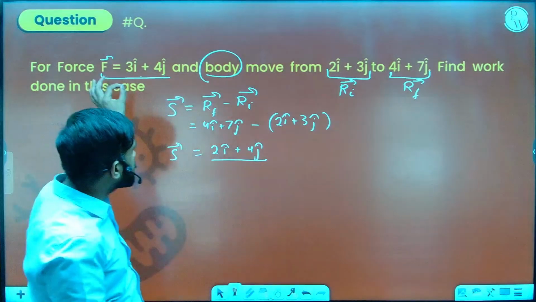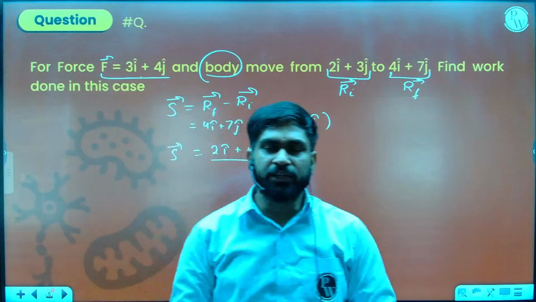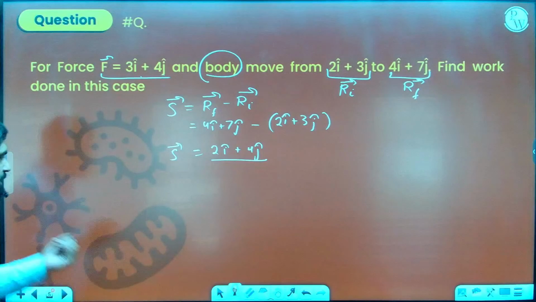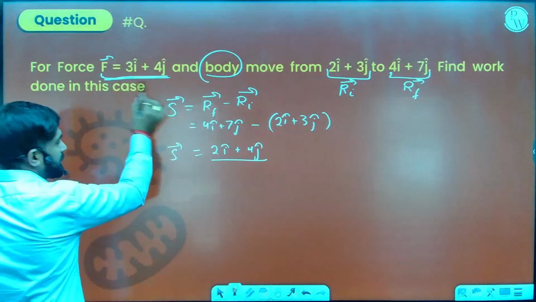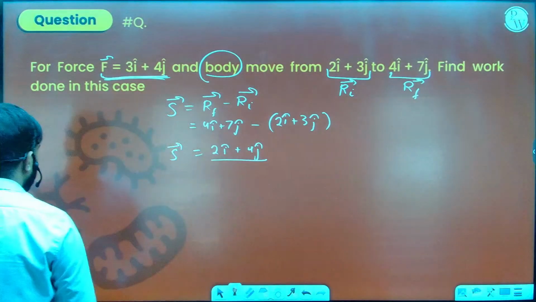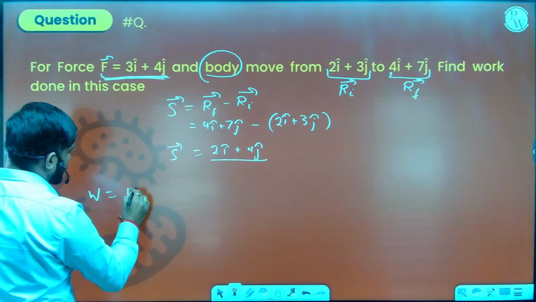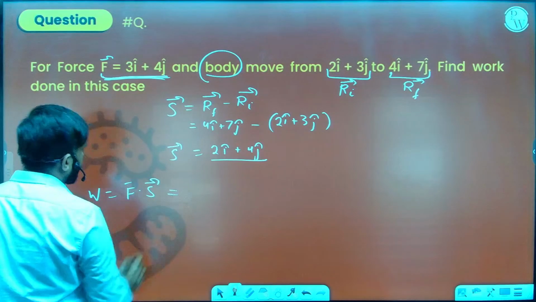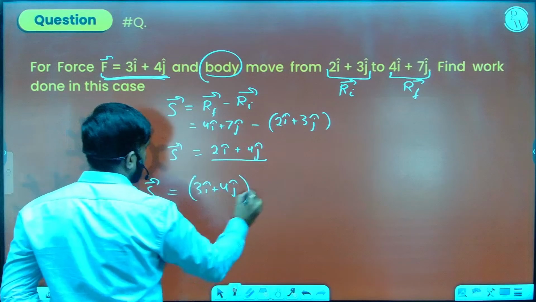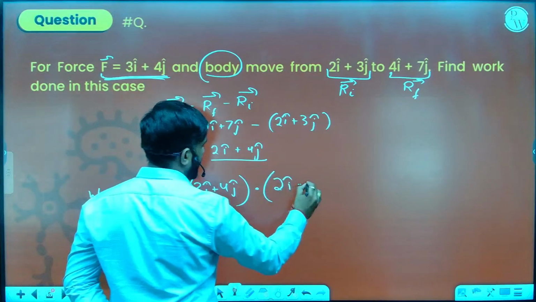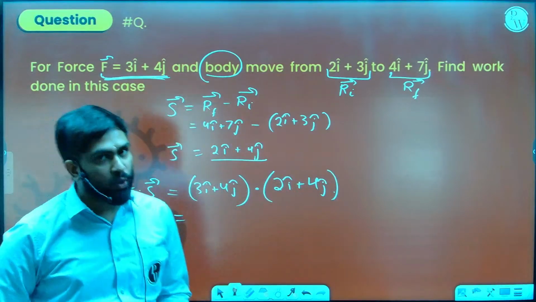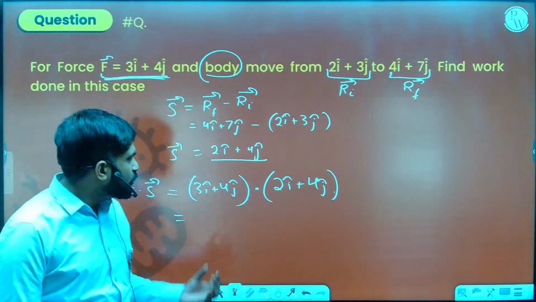We always need the displacement. If the force is constant, you just need the displacement. You need not worry about the path taken. Here it's not dependent on the path. Again and again I am repeating this, so you have to take care that the force is constant. Okay, the work done will be F dot s: 3i cap plus 4j cap dot 2i cap plus 4j cap.